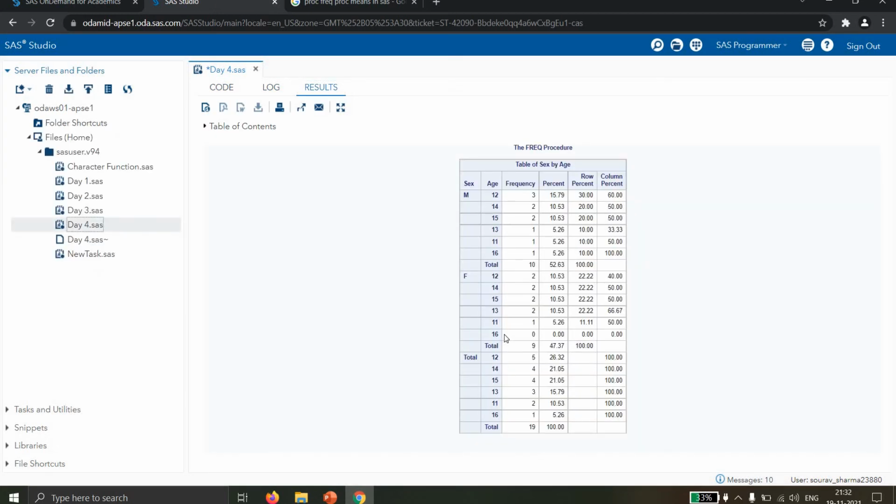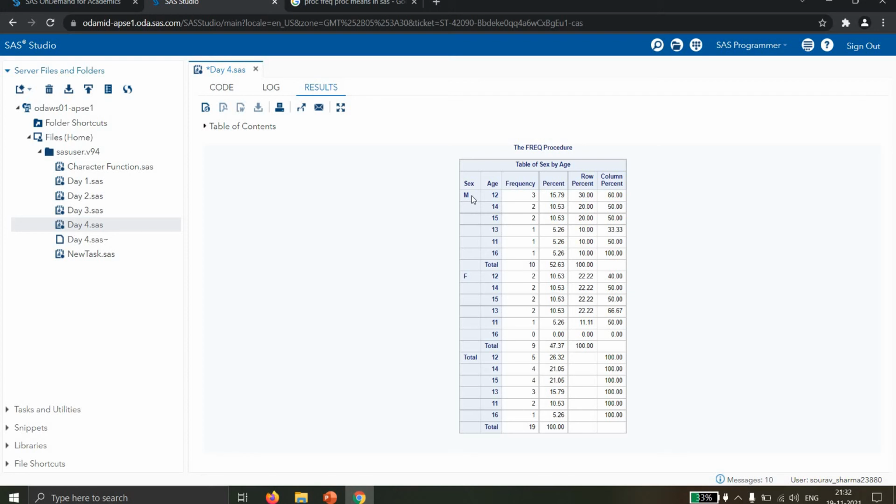Okay, so I run it again. Now we have the cross list. If you know Excel, in Excel we create this with the help of pivot tables. So we get the same output as a pivot table here: a table of sex by age.